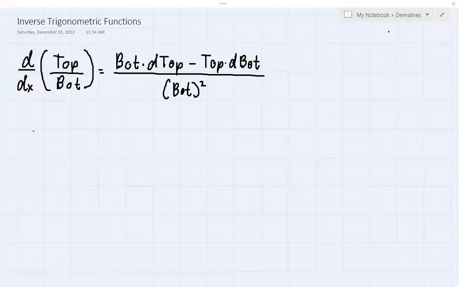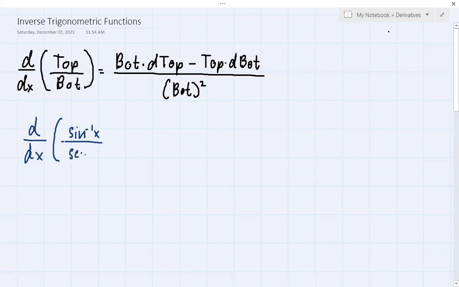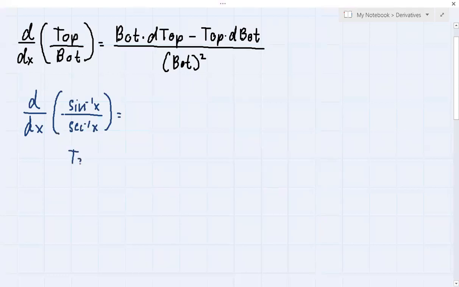So let's just say, meron tayong ganitong example. The derivative of arcsine all over, sabihin natin, arcsecond. Ayan. So in here, it's obvious na yung top natin, which is arcsine x. Then sa bottom, it's obvious that it is arcsecond x.